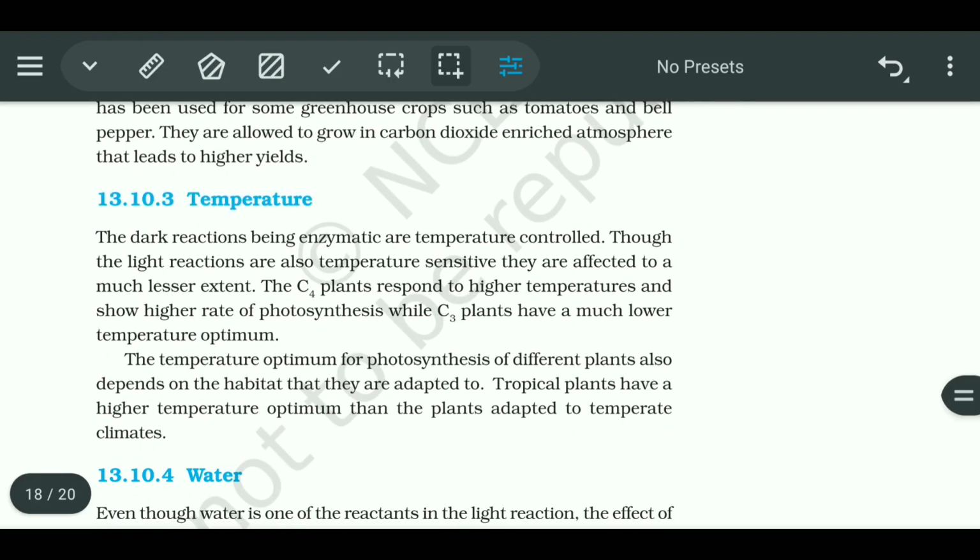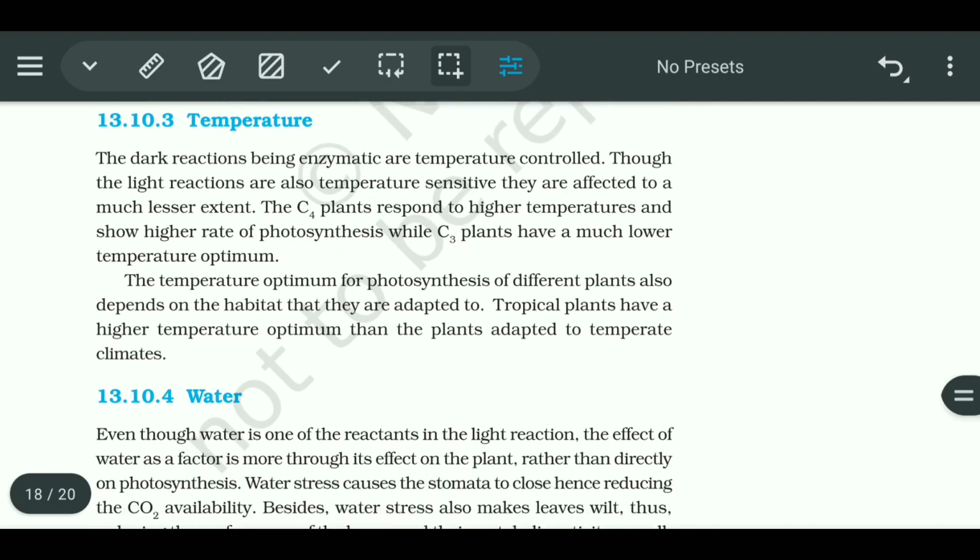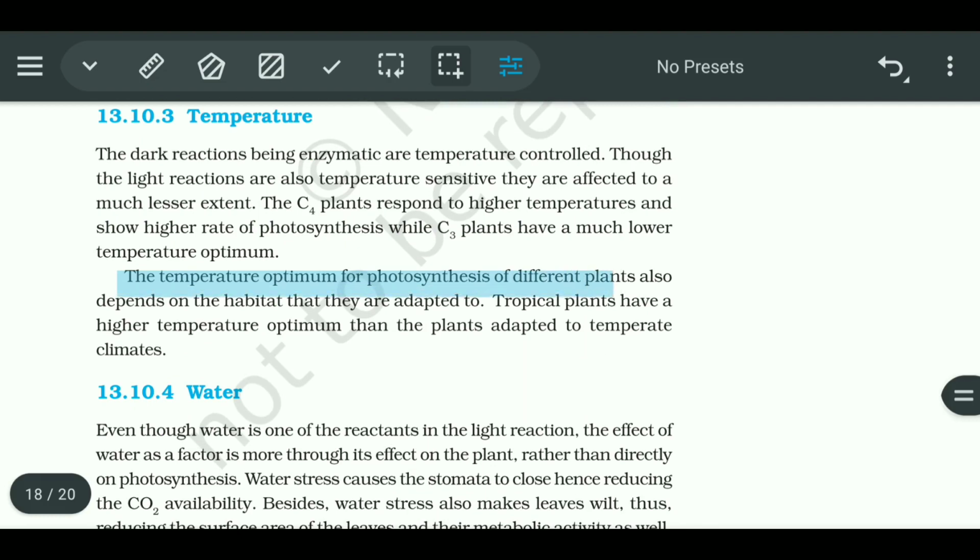13.10.3 Temperature. The dark reactions being enzymatic are temperature controlled. Though the light reactions are also temperature sensitive, they are affected to a much lesser extent. The C4 plants respond to higher temperature and show a higher rate of photosynthesis, while C3 plants have a much lower temperature optimum. The temperature optimum for photosynthesis of different plants also depends on the habitat that they are adapted to. Tropical plants have a higher temperature optimum than the plants adapted to temperate climates.